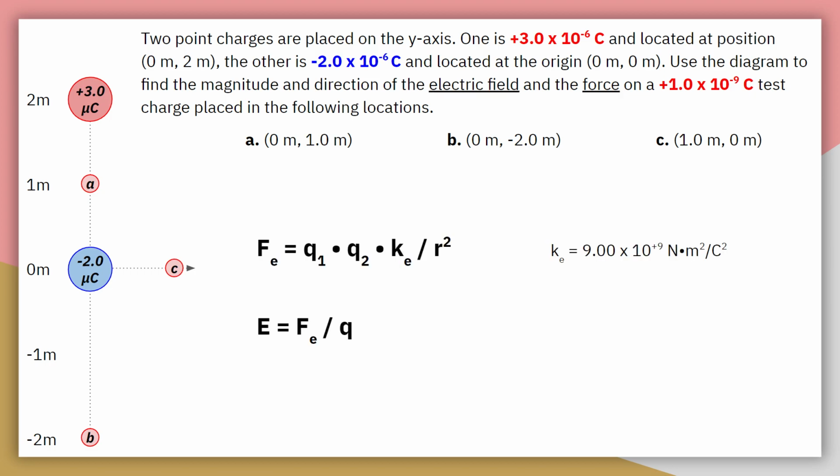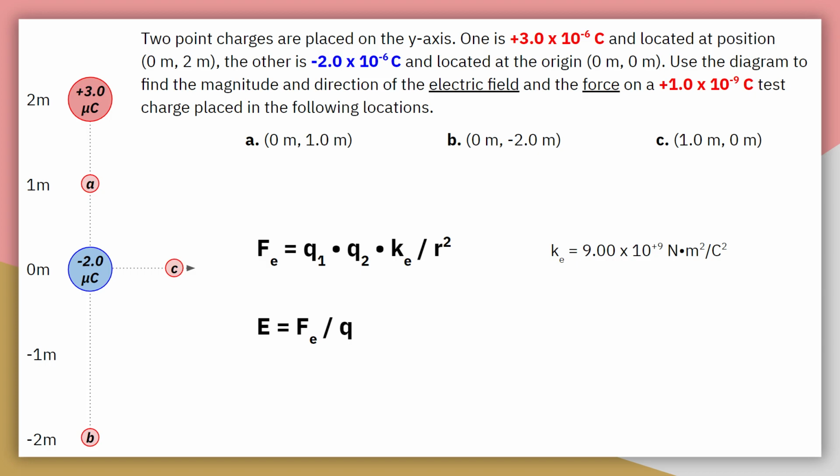Now we're trying to find the magnitude and direction of the electric field and the electric force at each of those three locations. We can use Coulomb's law to figure out the electric force by taking one charge, multiplying by another charge, multiplying by Coulomb's constant, divided by the distance between those 2 points squared. Coulomb's constant being 9.00 times 10 to the positive 9th power, with units newtons times meter squared over coulomb squared. And then our electric field strength can be determined by taking that electric force, dividing it by the charge at that location.